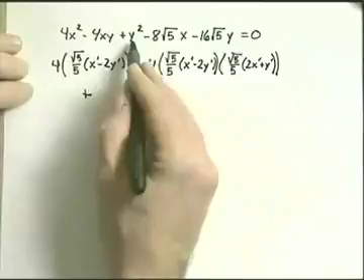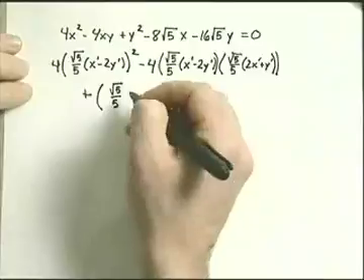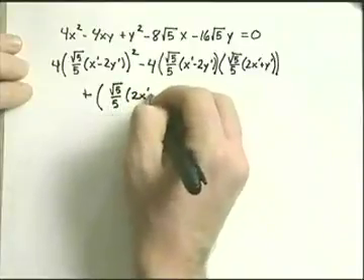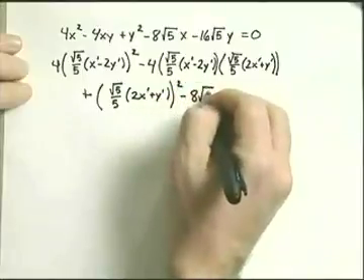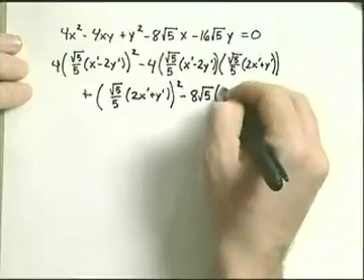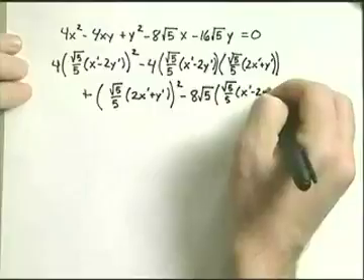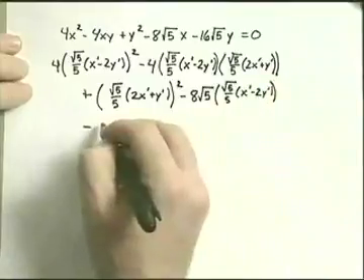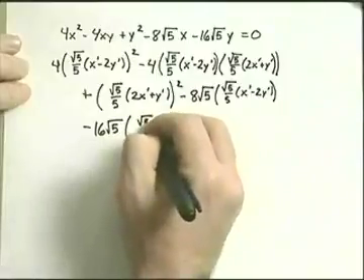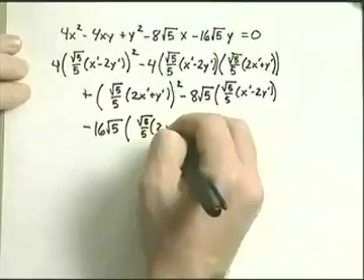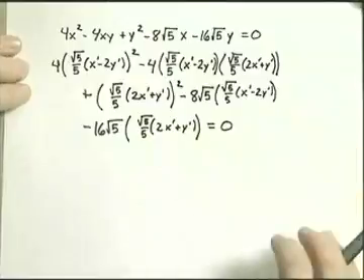Then I have plus y squared. So I'm going to have square root of 5 over 5 times (2x prime plus y prime), all squared, minus 8 root 5 times x, which is square root of 5 over 5 times (x prime minus 2y prime). Then minus 16 root 5, and in place of y, I have square root of 5 over 5 times (2x prime plus y prime). And that equals 0.